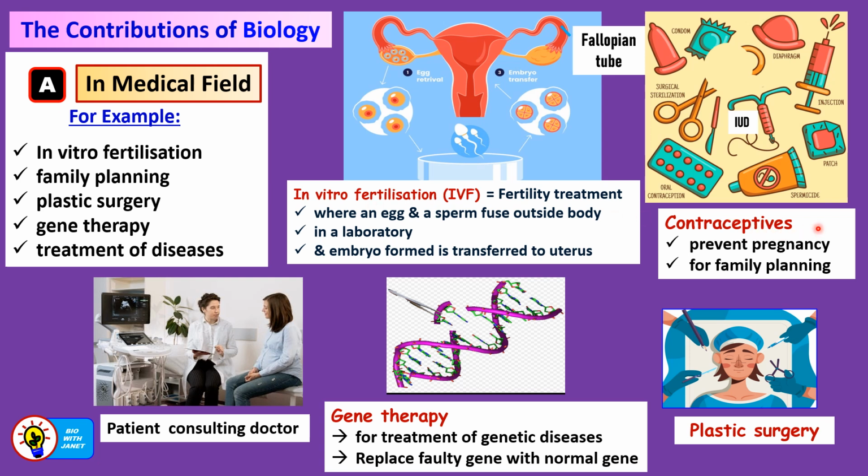Now, contraceptives are methods or devices used to prevent pregnancy. So this is used in family planning. For example, the condom, diaphragm, through injection, the IUD, intrauterine device, which is inserted in the uterus of a woman to prevent pregnancy. Spermicide to kill sperms. Oral contraception is eaten by the woman to prevent pregnancy, and so forth.